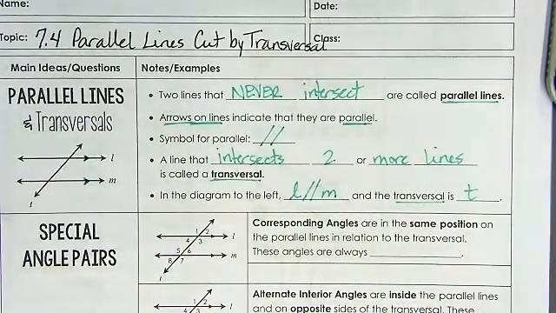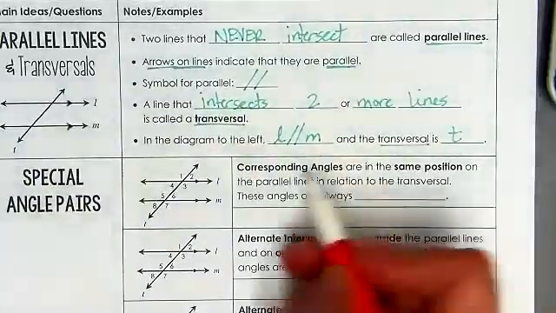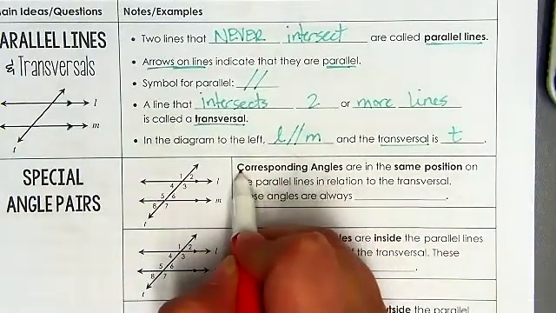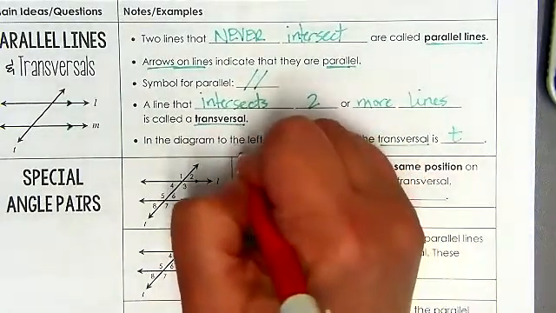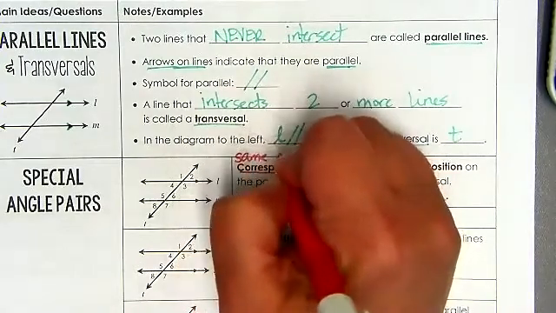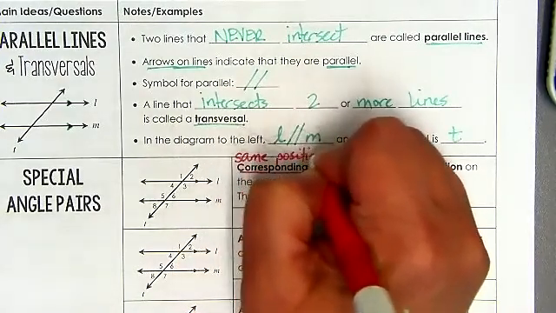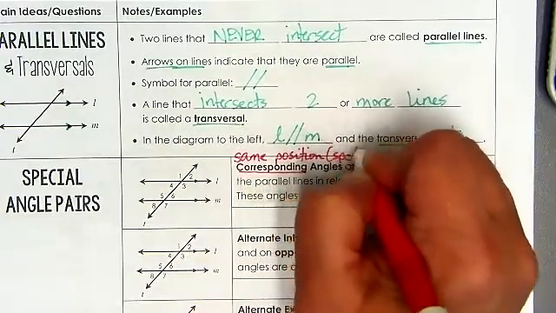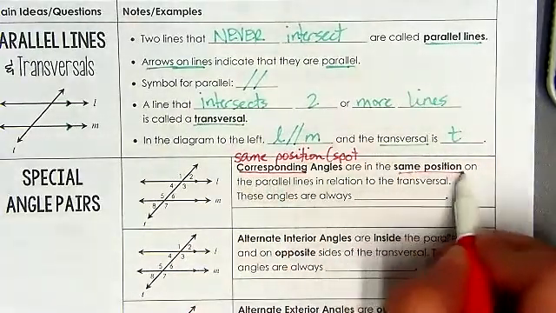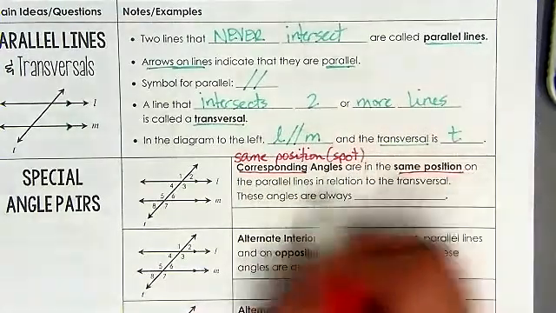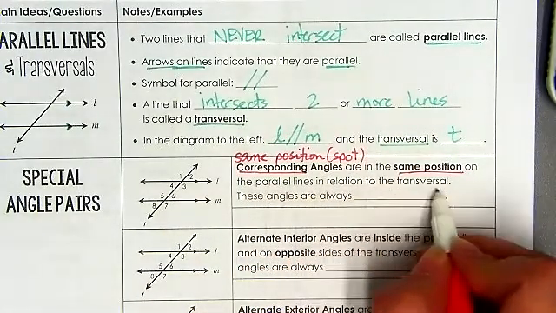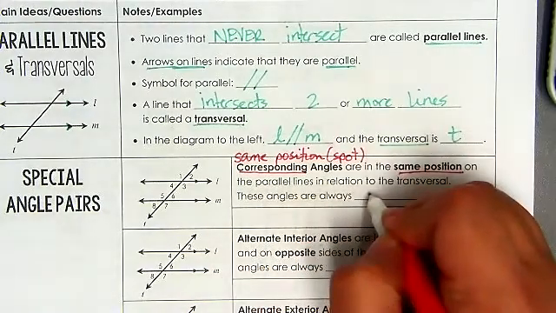All right, so now we're going to learn some angle relationships that go on when you have a transversal cut through two parallel lines. Corresponding angles: corresponding means same position, they're in the same spot on the parallel lines in relation to the transversal. These angles are congruent.